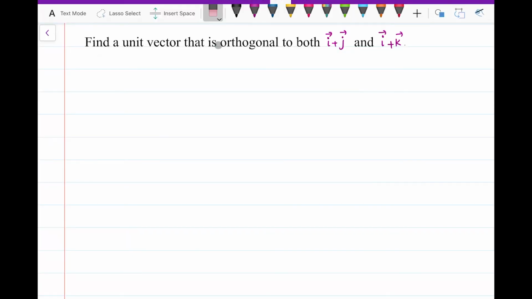I would like to find a unit vector that is orthogonal to both i plus j and i plus k. Okay, so let v be the vector that I'm looking for. v1, v2, and v3 are its coordinates. I know that v dot (i plus j) is 0. Why? It's just because v is orthogonal to that, which means that the dot product is 0.